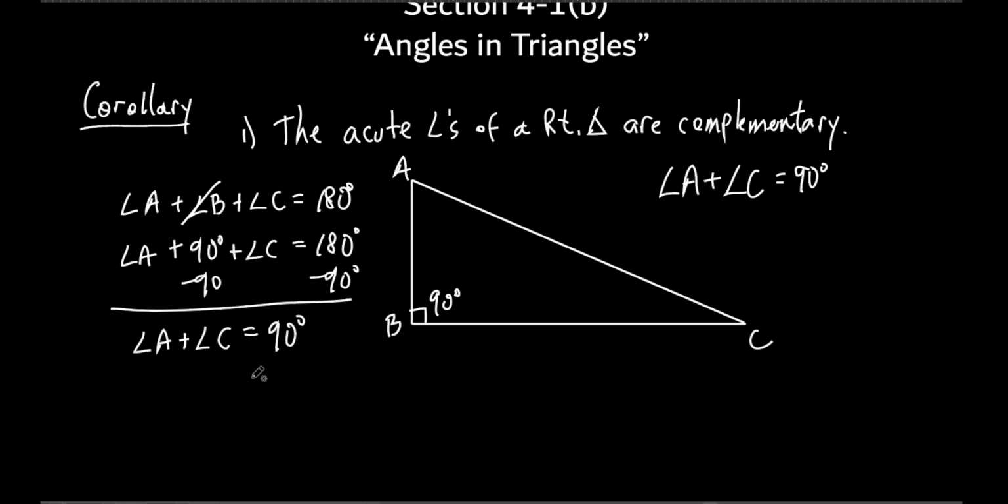Does that make sense? Because if you know that they add up to 180, take away a 90 from it, what's left? These two angles right here, they have to add up to 90. And that's what this corollary says, that the acute angles of a right triangle are complementary.